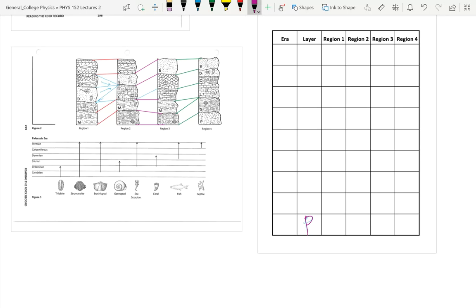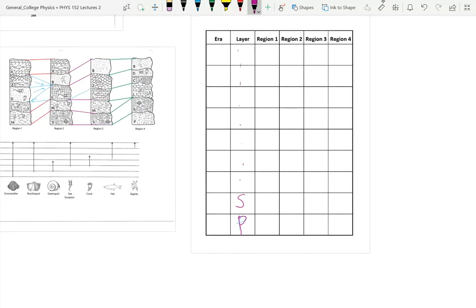Okay, so I put P in there because that's the lowest layer. And then I'm going to put in the next one, the next lowest layer. What's the next lowest layer? Okay, so the next one's S. And then you put in all the rest of the layers in the order that they appear after you've made all of those connections.